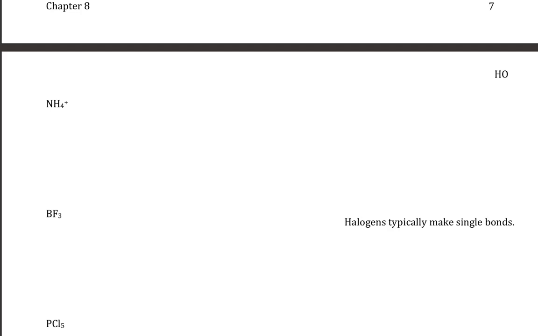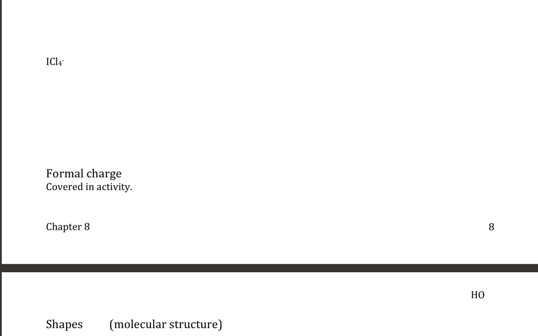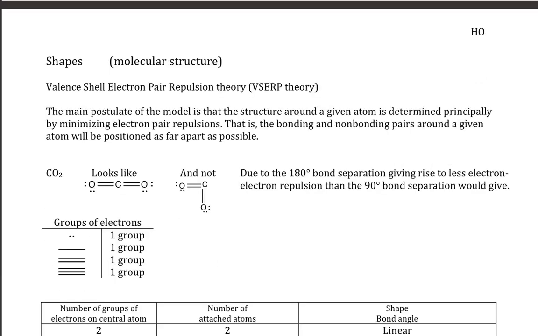So remember boron does not mind an incomplete octet. It does not mind having less than 8 electrons around it. Also note that halogens typically make single bonds. So apply that to the next 4 examples. Formal charge we will cover in the activity on formal charge.